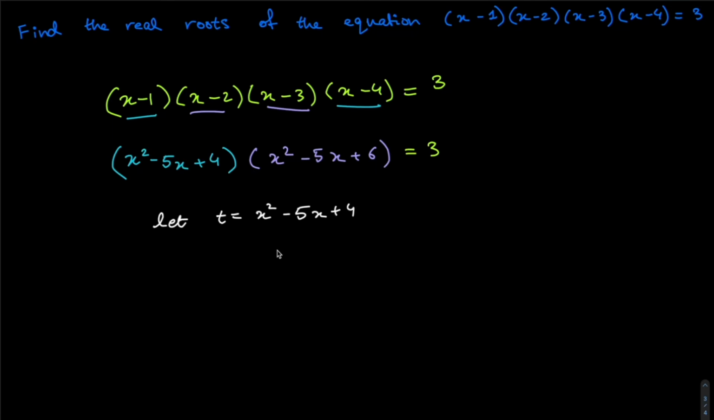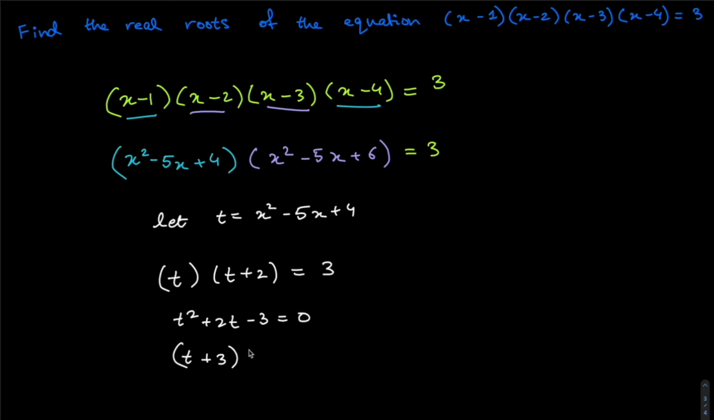So when I do that, I'm going to have t times t plus 2 is equal to 3. That's my very condensed equation. When I expand this, I have t squared plus 2t minus 3 is equal to 0. Now I can make simple factors. I can see two factors: t plus 3 and t minus 1 is equal to 0. So I get two values of t, which are minus 3 and 1. Simple. But again, we're not done.